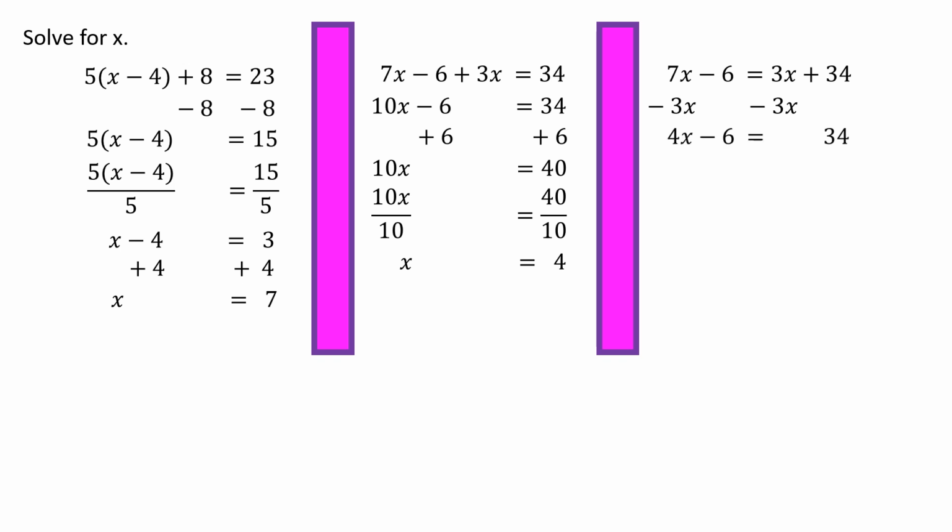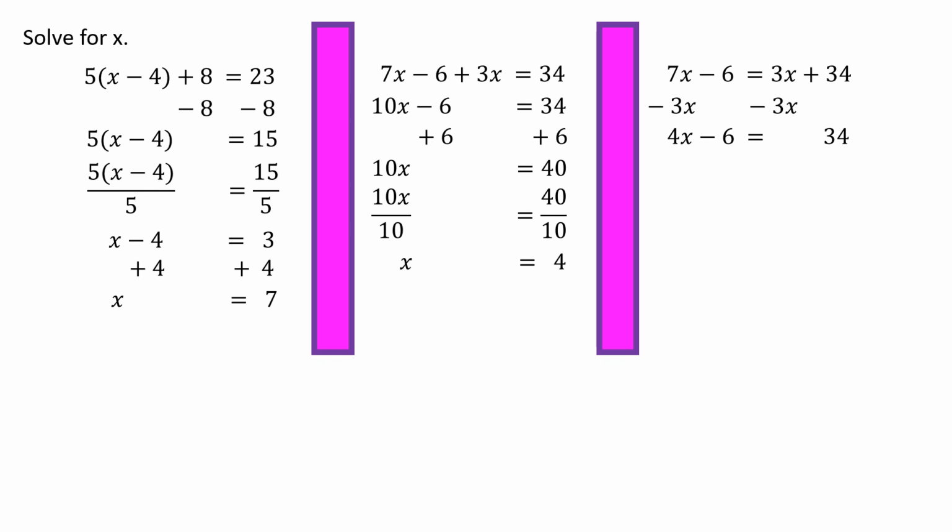7x, take away 3x, will leave me with 4x. Now, others might have said, hey, why don't I start by undoing that minus 6? You could have done that. You could have started with undoing the subtracting 6. I just chose to start by moving the variable so it's all on the one side.